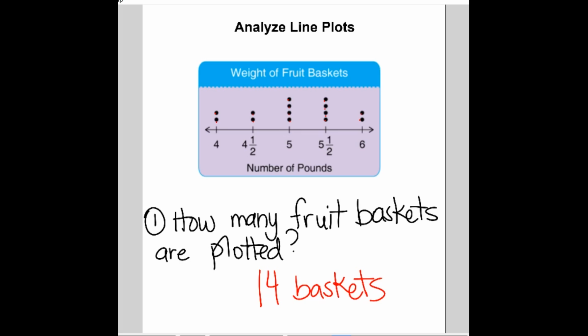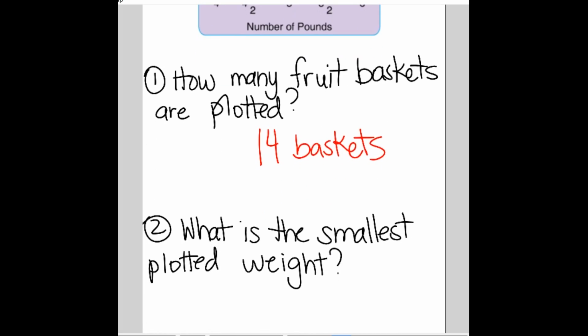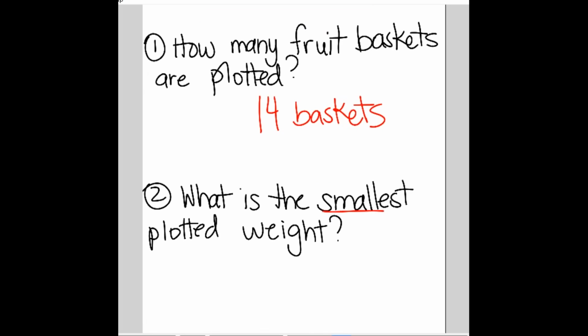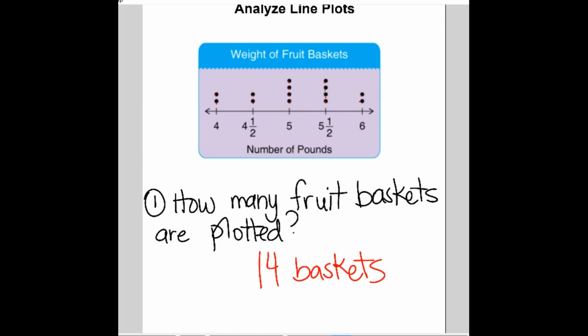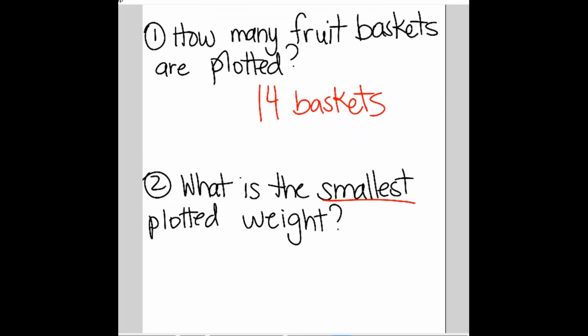All right, so next question says, what is the smallest plotted weight? So smallest plotted weight means for all of the circles that we have, which weight is smallest? How do I know the weights? I look at the bottom numbers. These numbers here show me what our weights are. So which one has the smallest weight? It's not which one has the least number of dots, it's which number is smallest on our weights. So obviously 4 is the smallest number. So we would write 4. The smallest weight is 4 pounds.